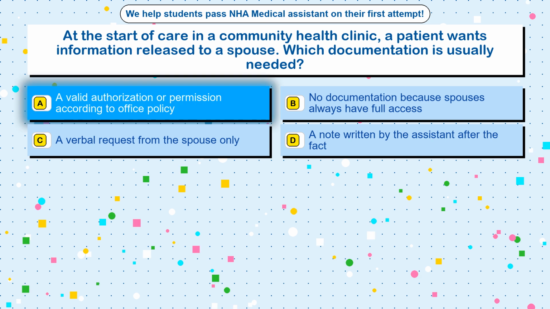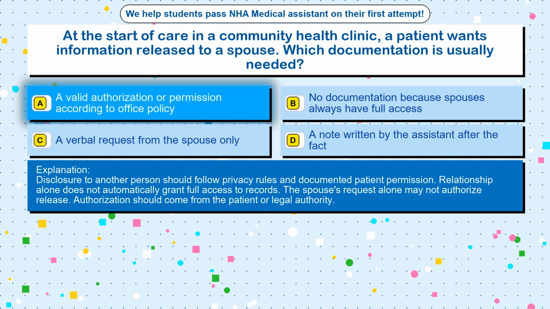The correct answer is option A, a valid authorization or permission according to office policy. Disclosure to another person should follow privacy rules and documented patient permission. Relationship alone does not automatically grant full access to records. The spouse's request alone may not authorize release. Authorization should come from the patient or legal authority.